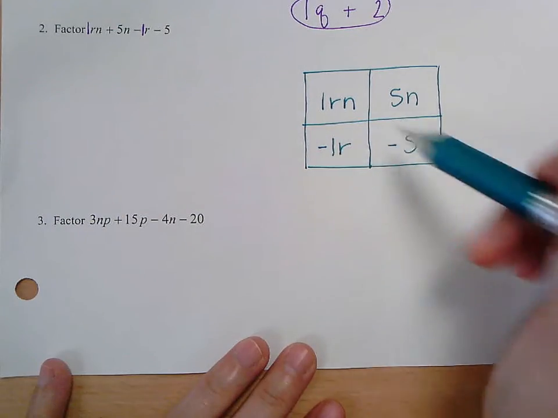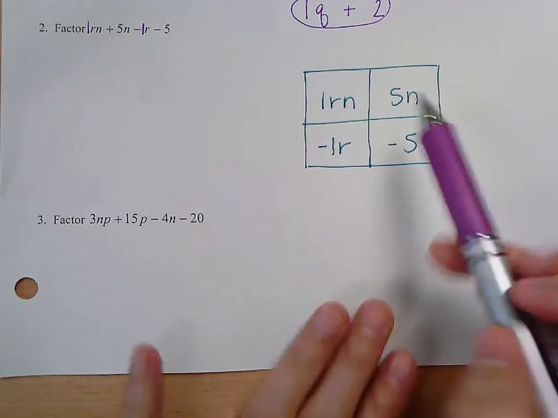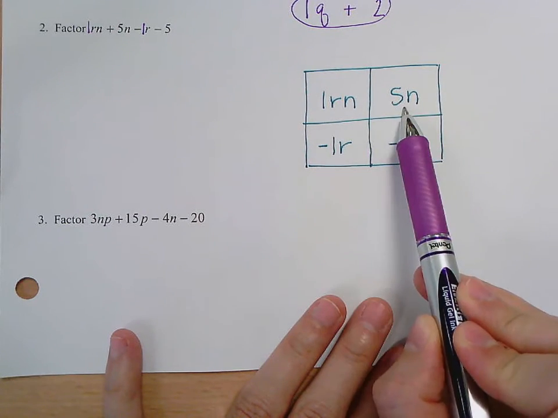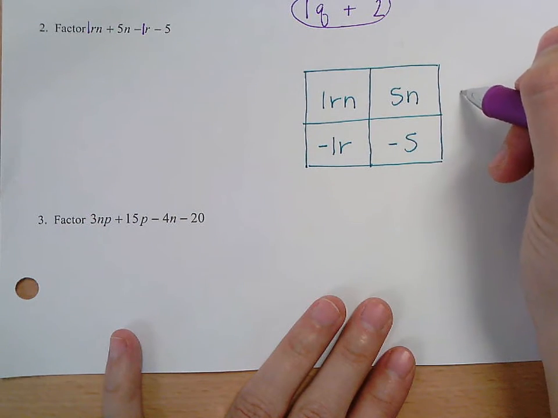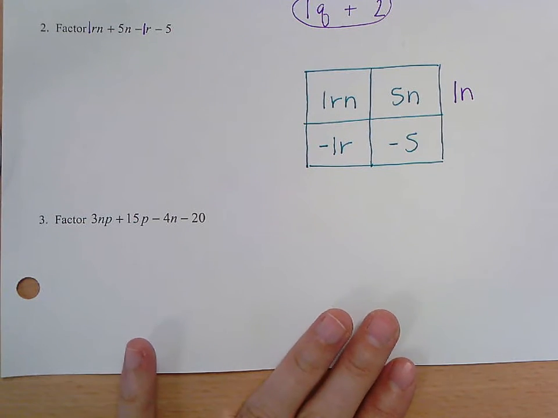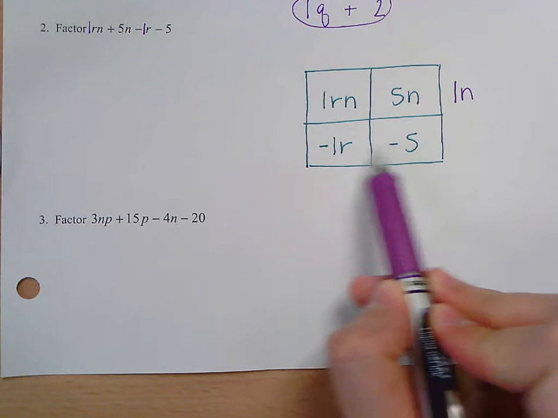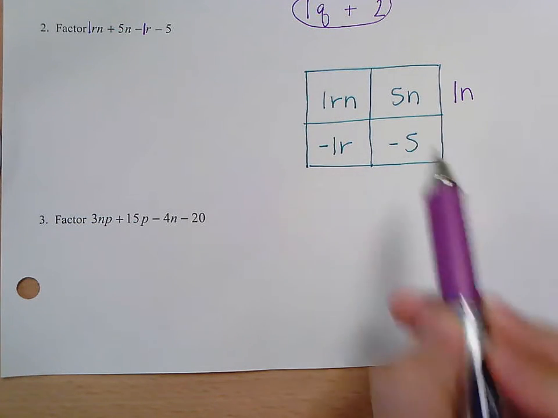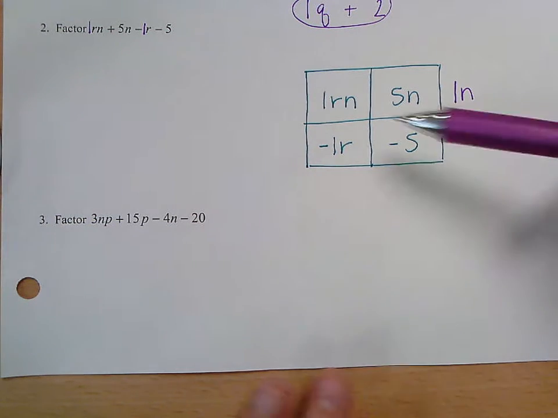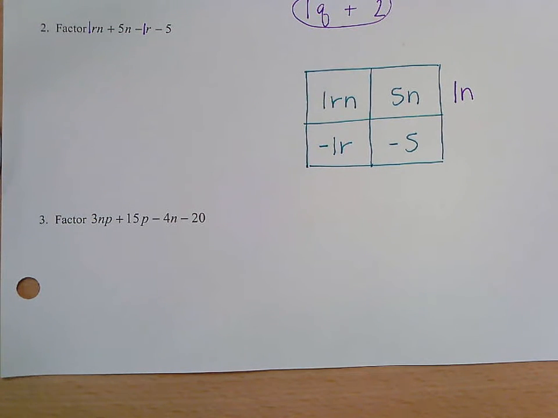Okay, and I go across my rows, down my columns. So in the first row, 1Rn and 5n, what do they have in common? They both have n's. And you could have n, or you could have the 1 in front of it. If the 1 in front of it helps you, put it there. Now in the second row, we have negative 1r and negative 5. What do they have in common? They both have negative signs. So what number would you be factoring out, Casey? A negative 1. Sometimes your GCF is just a 1 in this case, and that's okay.